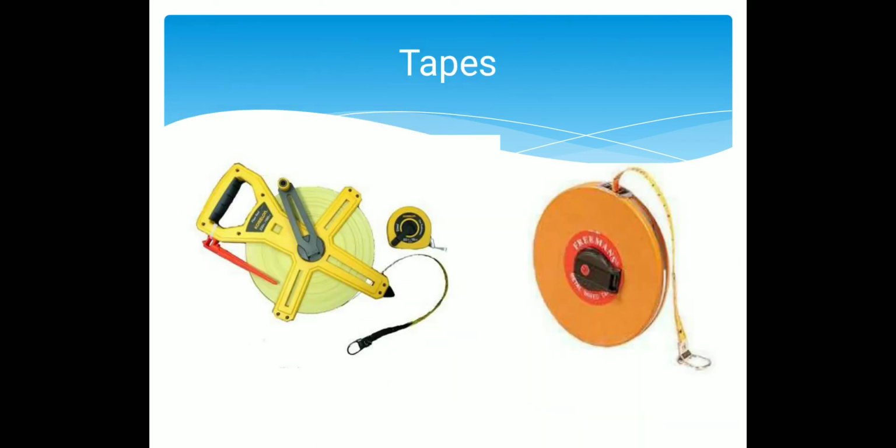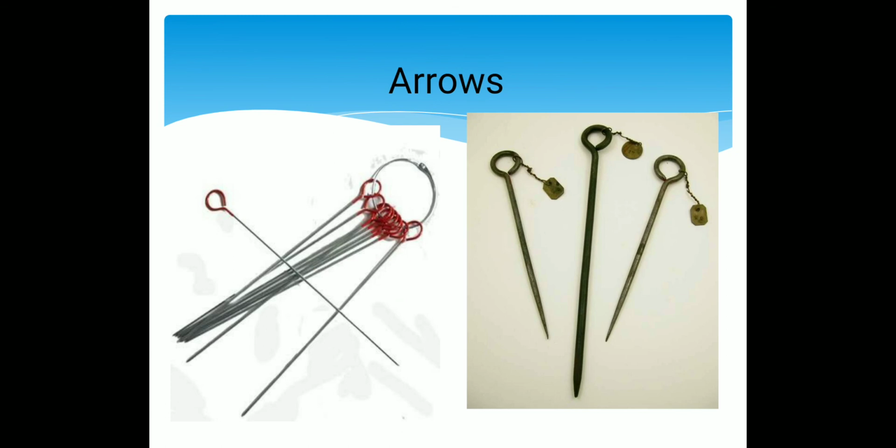Tapes. Tapes are also used in chain surveying to record the measurement. Tapes are made up of different materials like cloth, steel, invar, etc., used for measuring distances. Arrows. Arrows are used to locate stations when the number of stations is more. To identify the station, we insert arrows. They are also called pegs.